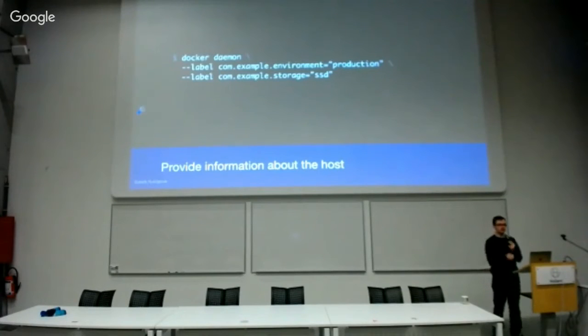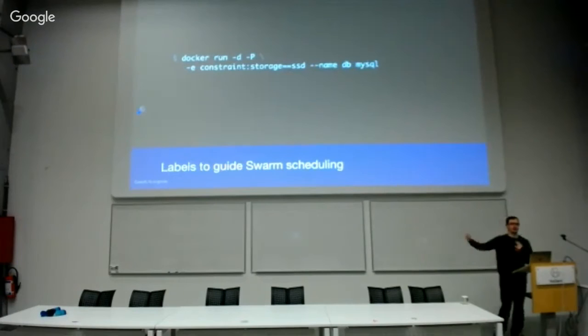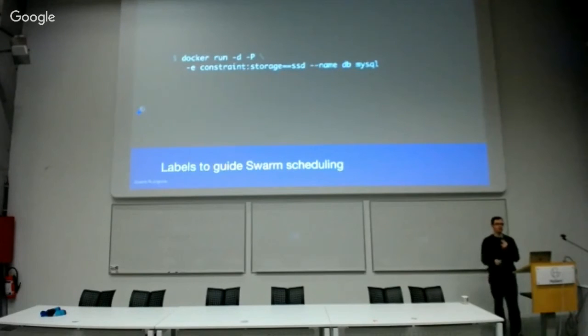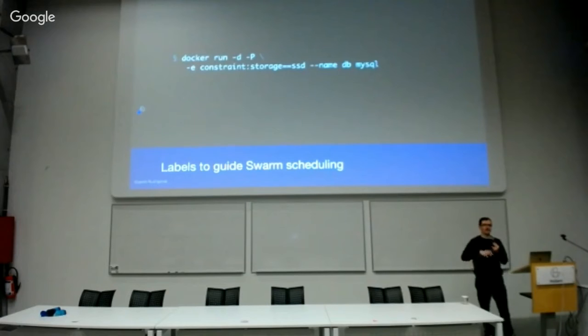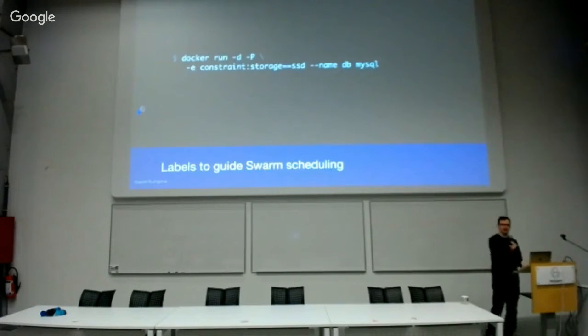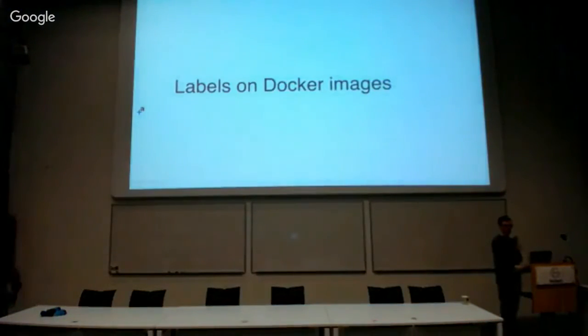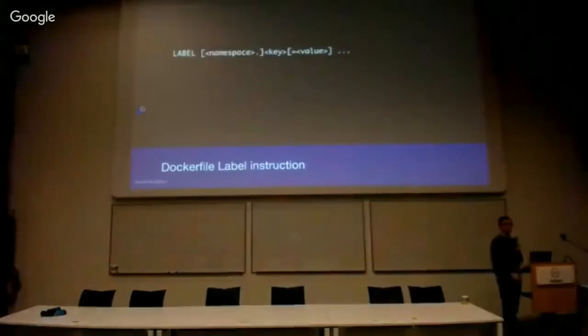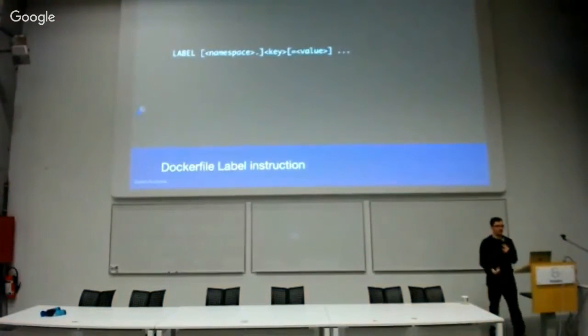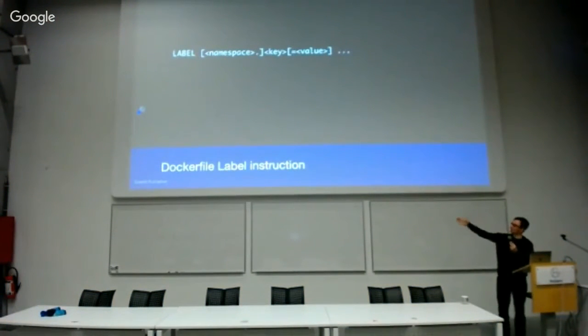That might be useful later, when you're scheduling containers to different nodes. Maybe you want to schedule a container only to a node that has an SSD disk, or has some other metadata known at start of the engine. We can also add labels to Docker images, as part of the build process of an image. Within the Dockerfile, we've got the LABEL keyword.